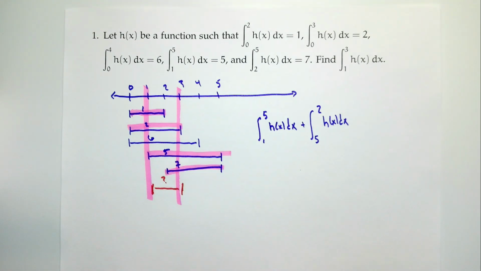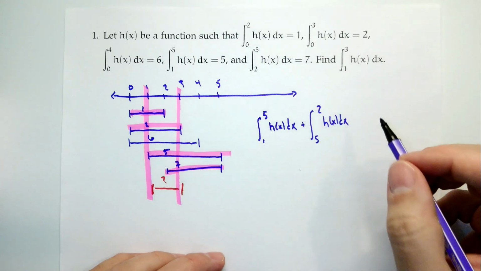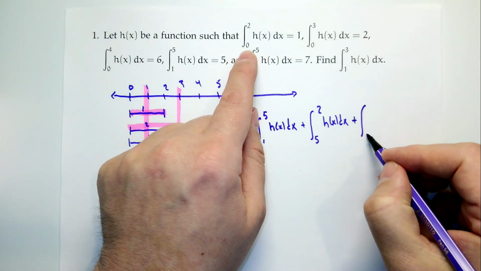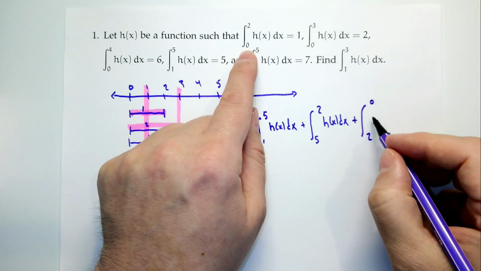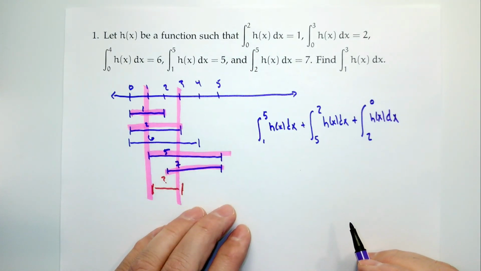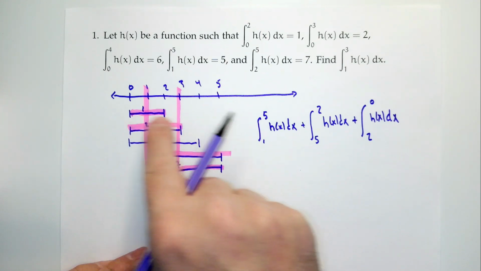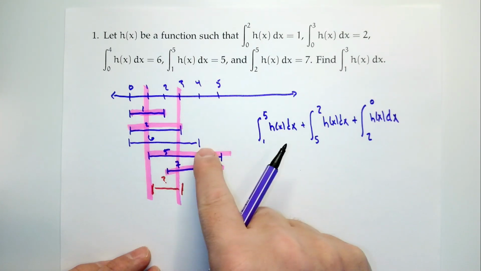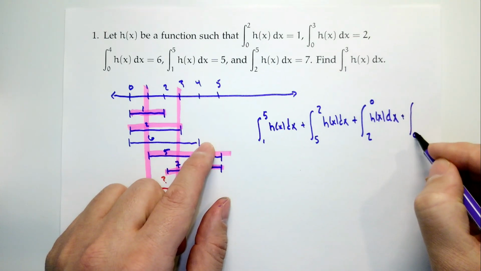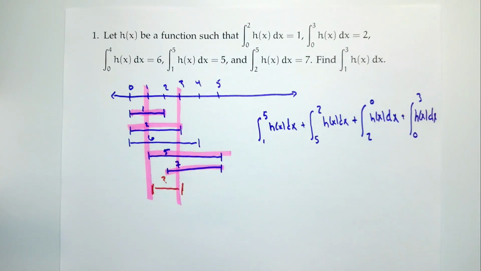Now we're at 2. So what else uses 2? The only thing that uses 2 is the 0 to 2. So I'm going to go 2 to 0, h of x dx. Now I'm at 0. There are several things that start at 0: 0 to 2, 0 to 3, 0 to 4. Well, I want 0 to 3.